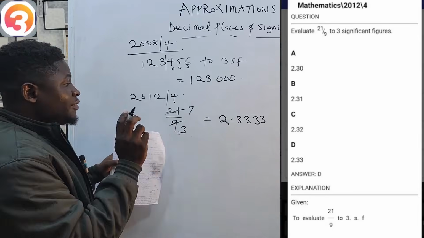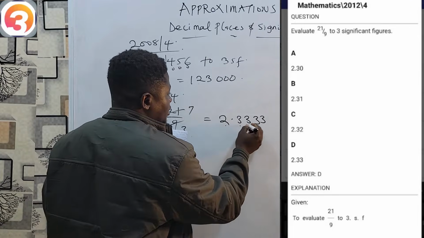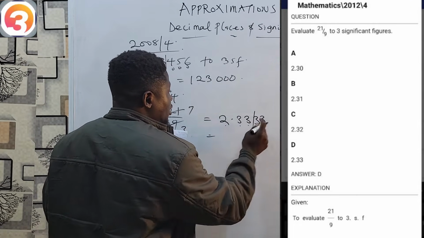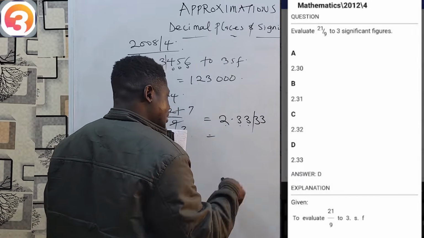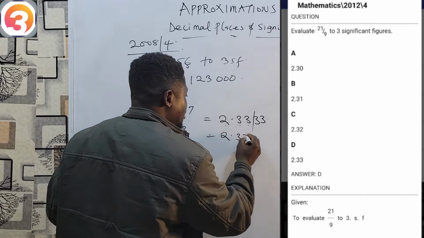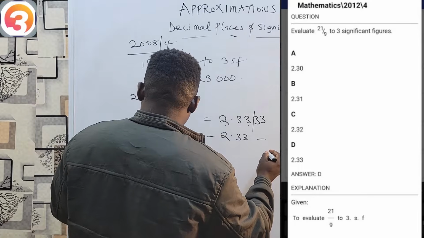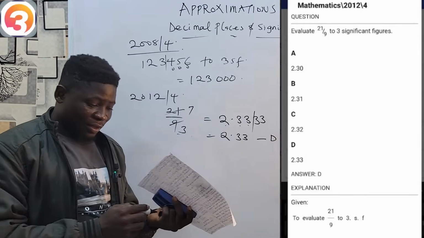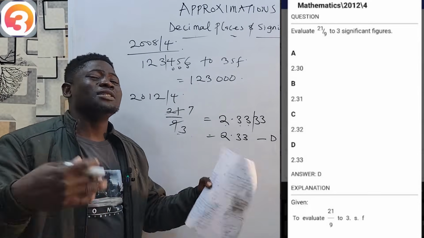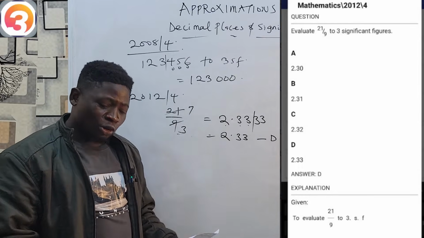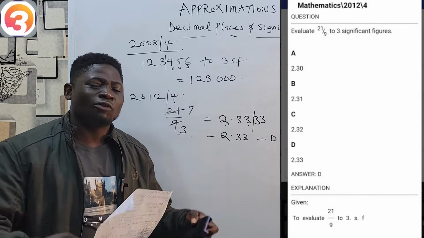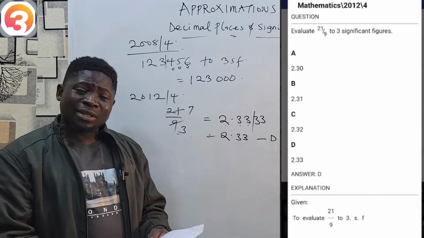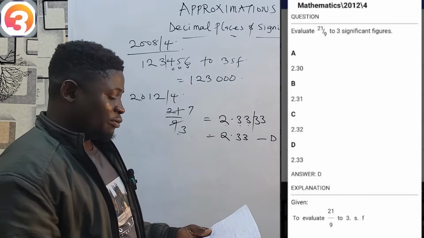So now to 3 significant figures: 1, 2, 3, you rule. So do you round up 3 or round down 3? You round down 3. So answer becomes 2.33. Option D. You get it, that's the speed of light. That is the speed you answer questions. You have to operate in the frequency of speed. If you don't operate in that frequency, then of course JAMB will be laughing at you.